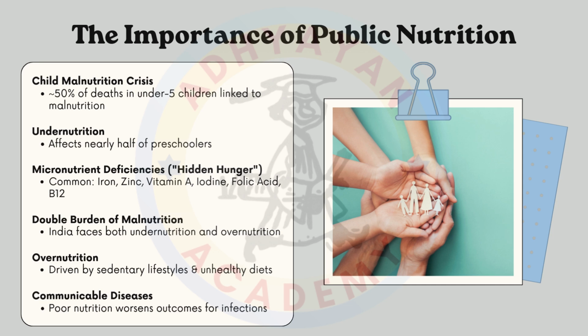India now faces a double burden of malnutrition, undernutrition in some groups, and overnutrition in others. Overnutrition, caused by sedentary lifestyles and poor diets, leads to obesity and diseases like diabetes and heart problems. Lastly, poorly nourished individuals, whether underweight or obese, are more vulnerable to infections and severe illness. This makes public nutrition a national priority.